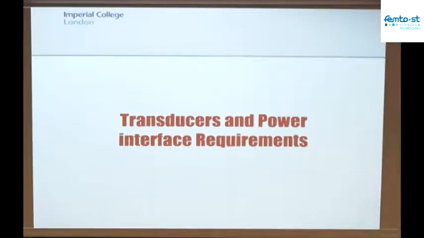Yes? Sorry, just before, what about the Coulomb damping when you try to make some model like what you show?